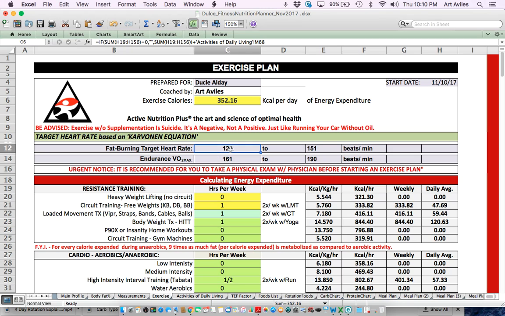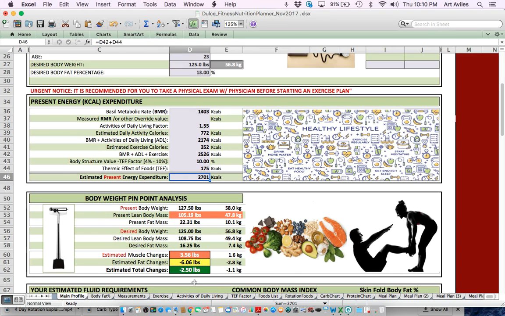Okay, you could look at your fat burning target. Each individual is different, so make sure you look at your own. But this person here has a fat burning target of 122 to 151. And for the endurance, if you want to get better at your peak performance, then you need to push it up here at above 161 beats per minute on your heart rate. Okay, so that's this person here.